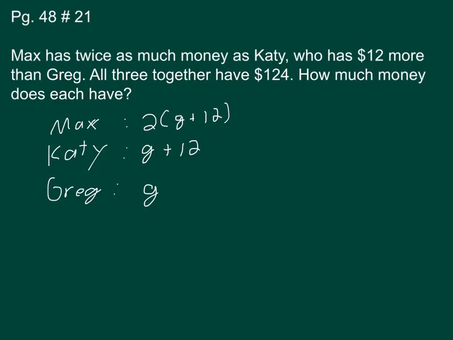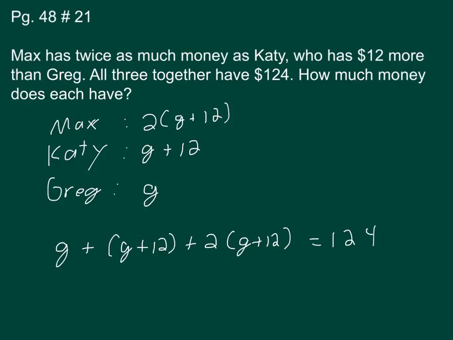We know that Greg and Katie and Max together have $124. And that's our setup. We're just retelling the story using algebraic symbols. So now I'm going to go ahead and solve this, and you can check out the solution. You can try to solve it now, pause the video and solve it yourself, and then double check your work, or just go ahead. So here we are.